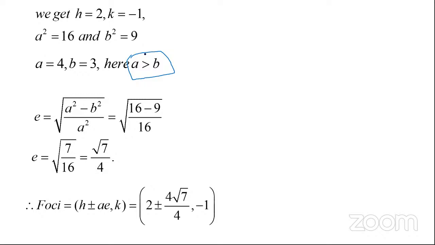I'm writing like that. And the k value is minus 1. Just substitute that, then you will get foci is 2 plus or minus root 7, comma minus 1. So these two will get cancelled. We get the foci as 2 plus or minus root 7, comma minus 1.